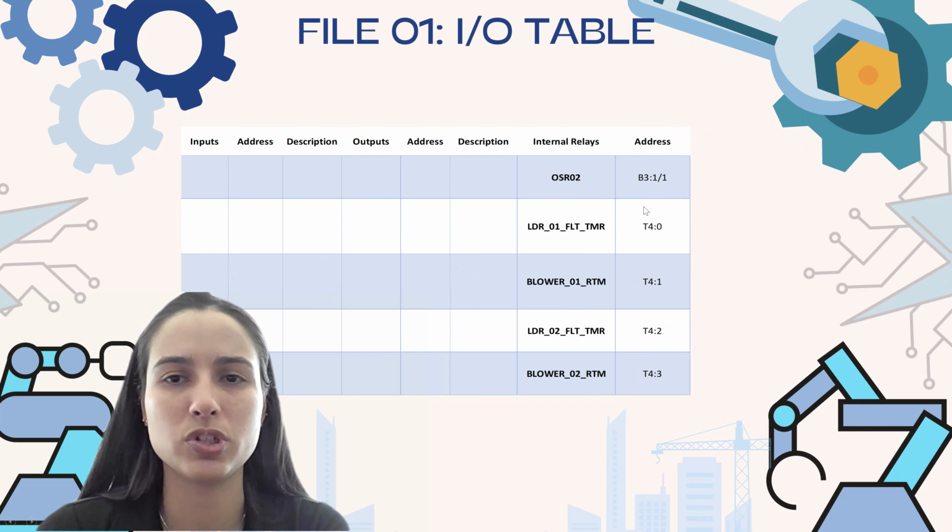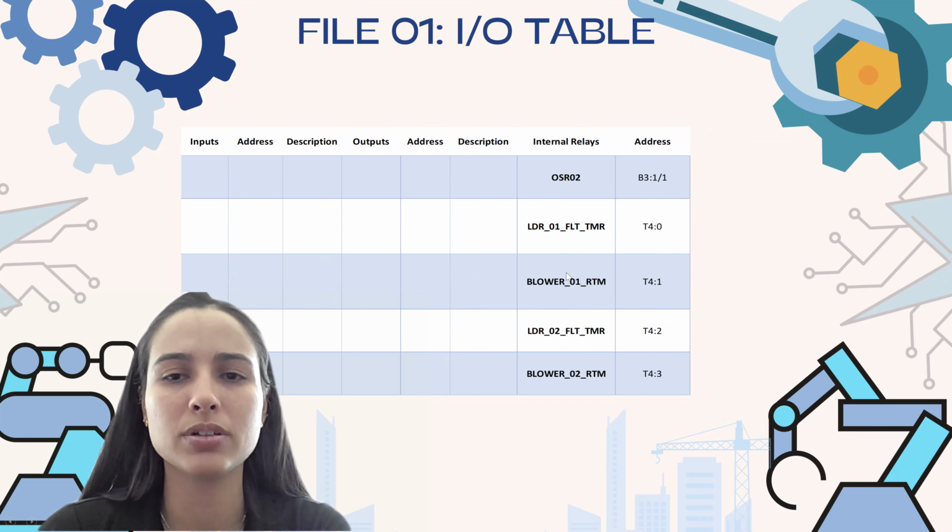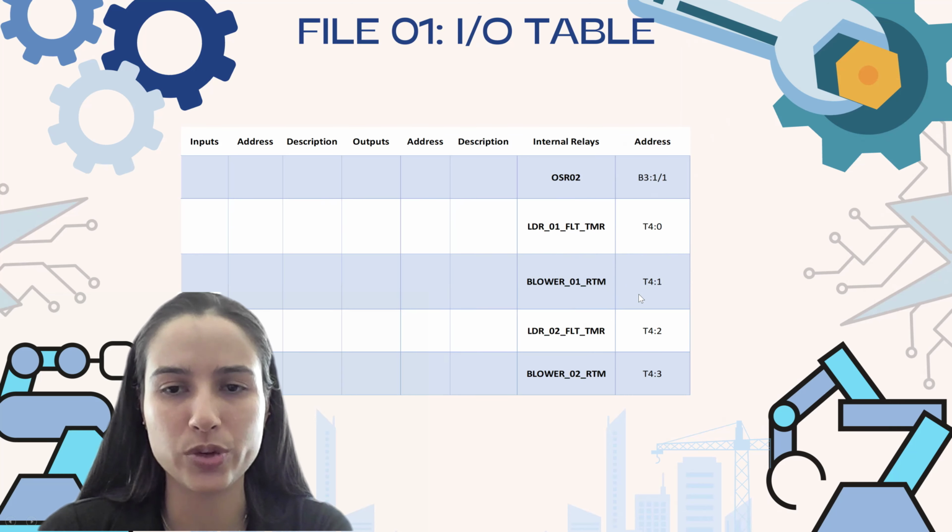The table continues with the LDR, the fault timer, and blower 01 runtime. This is the timer for the runtime, which I established to be 0.3 seconds. The fault time is the activation time of the blower, which is 2 seconds, and the runtime for the blower I decided to be 0.3 seconds.